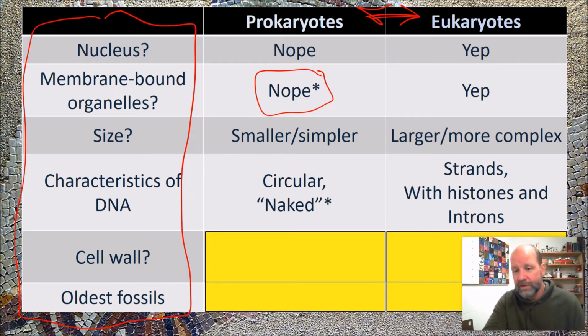Whereas ours have histones, we have introns, which we'll talk more about later. Our DNA is used in a much more complex way, and it's much more highly regulated. The regulation system of gene expression in bacteria is much simpler.